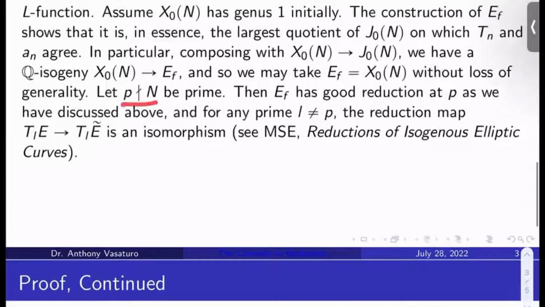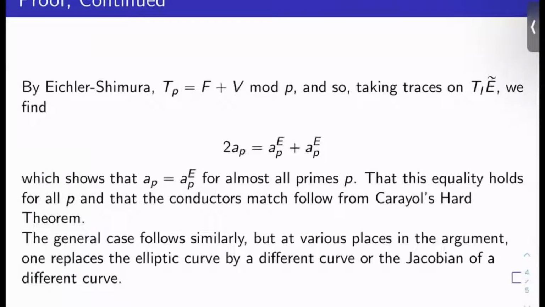Okay, so now let p be a prime that doesn't divide N. It turns out E_F has good reduction at p. We discussed that last video. And it also turns out that for any prime l that isn't p, the reduction map from the l-adic Tate module of E to the l-adic Tate module of the reduction of E is an isomorphism. So this is the reduction of E mod p. A good reference for this is Math Stack Exchange, reductions of isogenous elliptic curves, if you want to see why this is true. All right, so essentially what's going on here is this is all Eichler-Shimura.